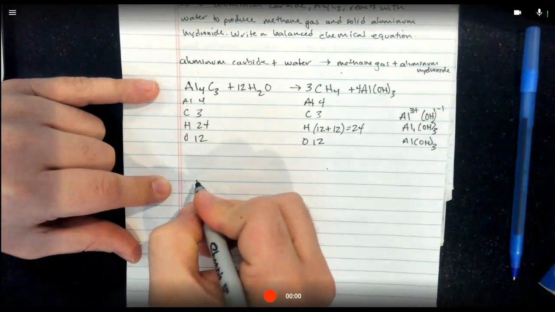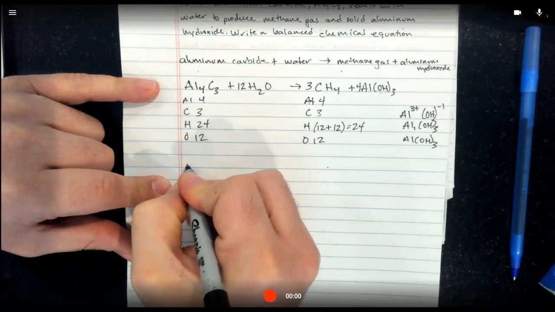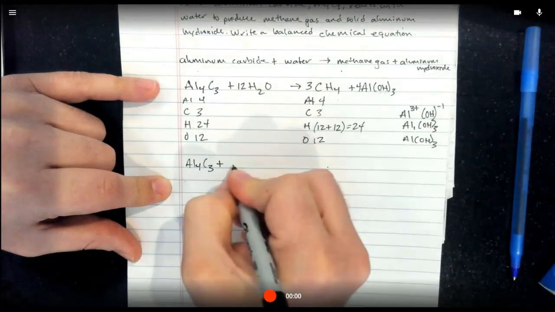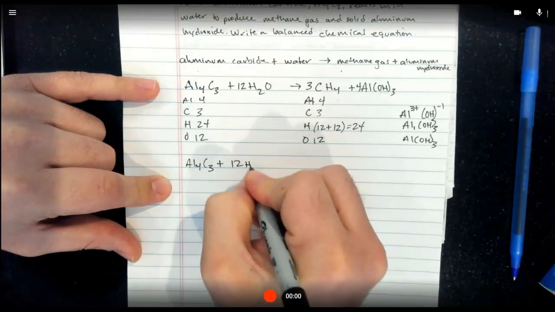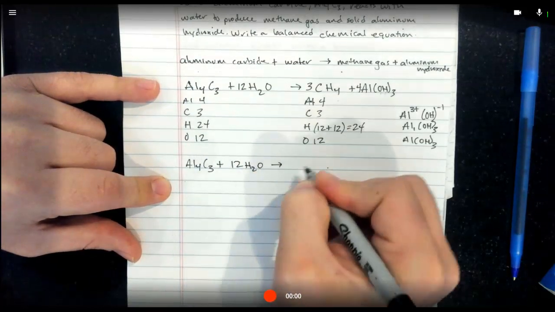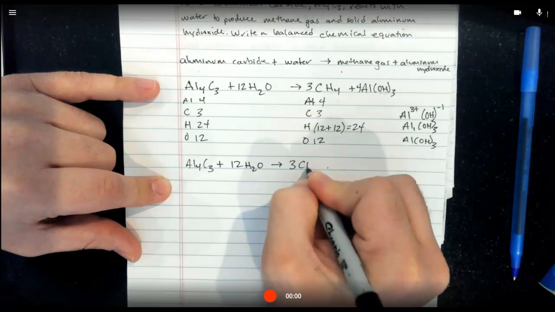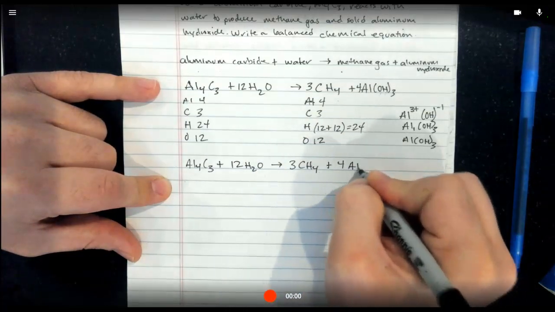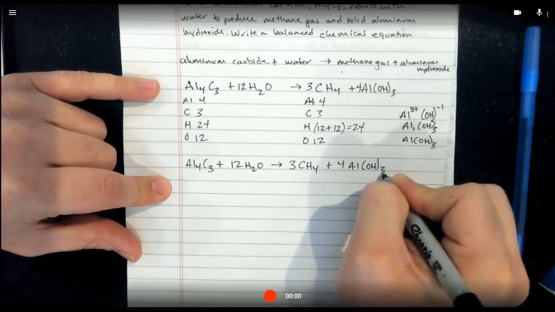So then our balanced chemical equation for sample problem D is going to give us Al4C3 plus 12 moles of water will react to produce 3 moles of methane gas and 4 moles of aluminum hydroxide.